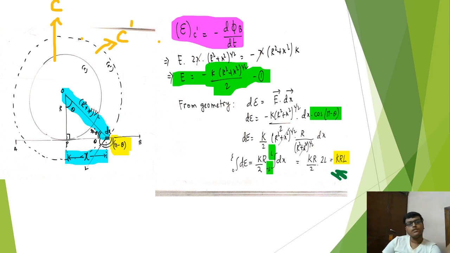So from this particular, we have used the geometry of the problem. Since it is a circular symmetry, we are using the circular symmetry. That's the entire problem. Now E is equal to minus k (r square plus x square) whole to the power half by 2 is what we get about the electric field.